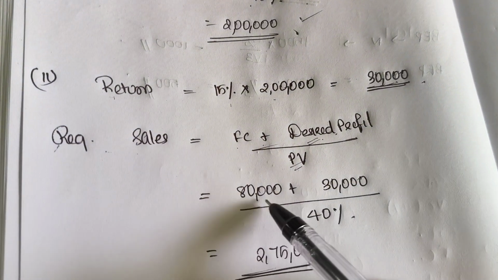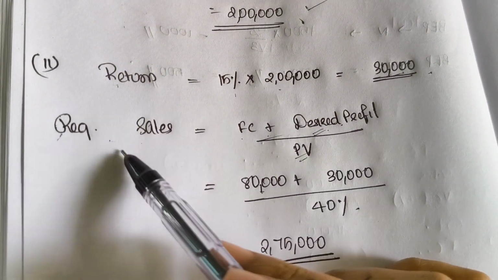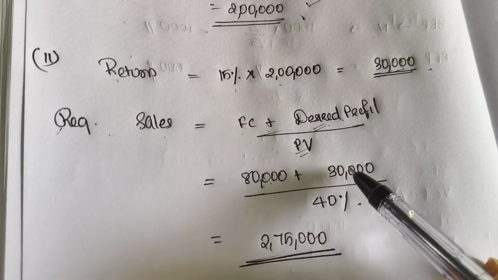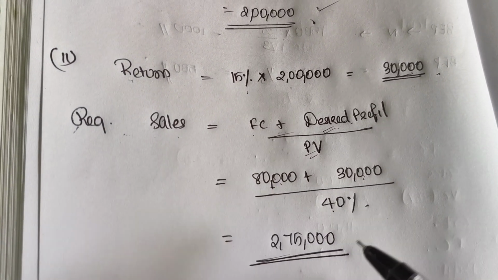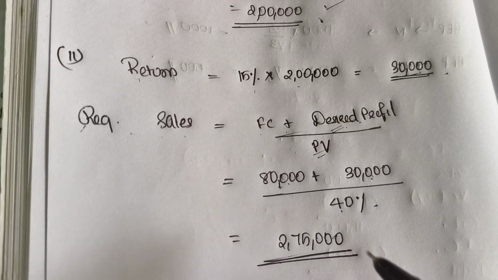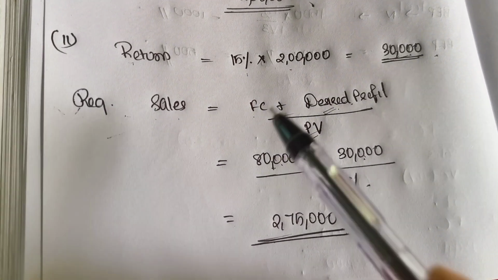Fixed cost is given in the question as 80,000. So, required sales equal to fixed cost plus desired profit by PV ratio. 80,000 plus 30,000 by 40% gives 2,75,000 as the required sales.